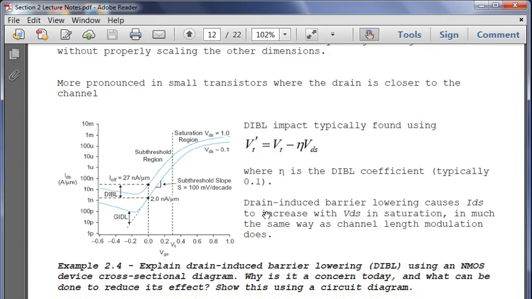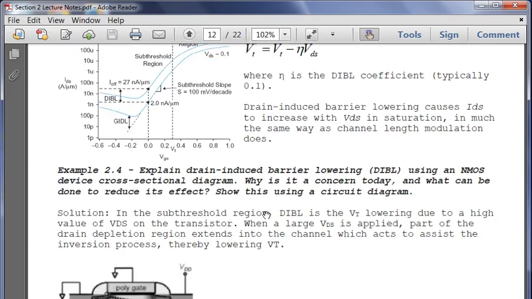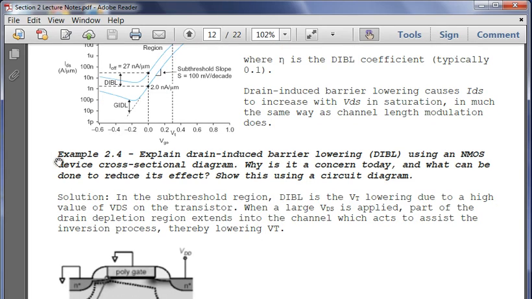So now what we're going to do is actually go into describing how DIBL works. This is example 2.4: explain drain-induced barrier lowering, DIBL, using an NMOS device cross-sectional diagram. Why is it a concern today, and what can be done to reduce its effect? Show this using a circuit diagram. So we have our cross-sectional diagram. We have our NMOS transistor. We have our source and our drain. And we have our P well. And we have our gate.